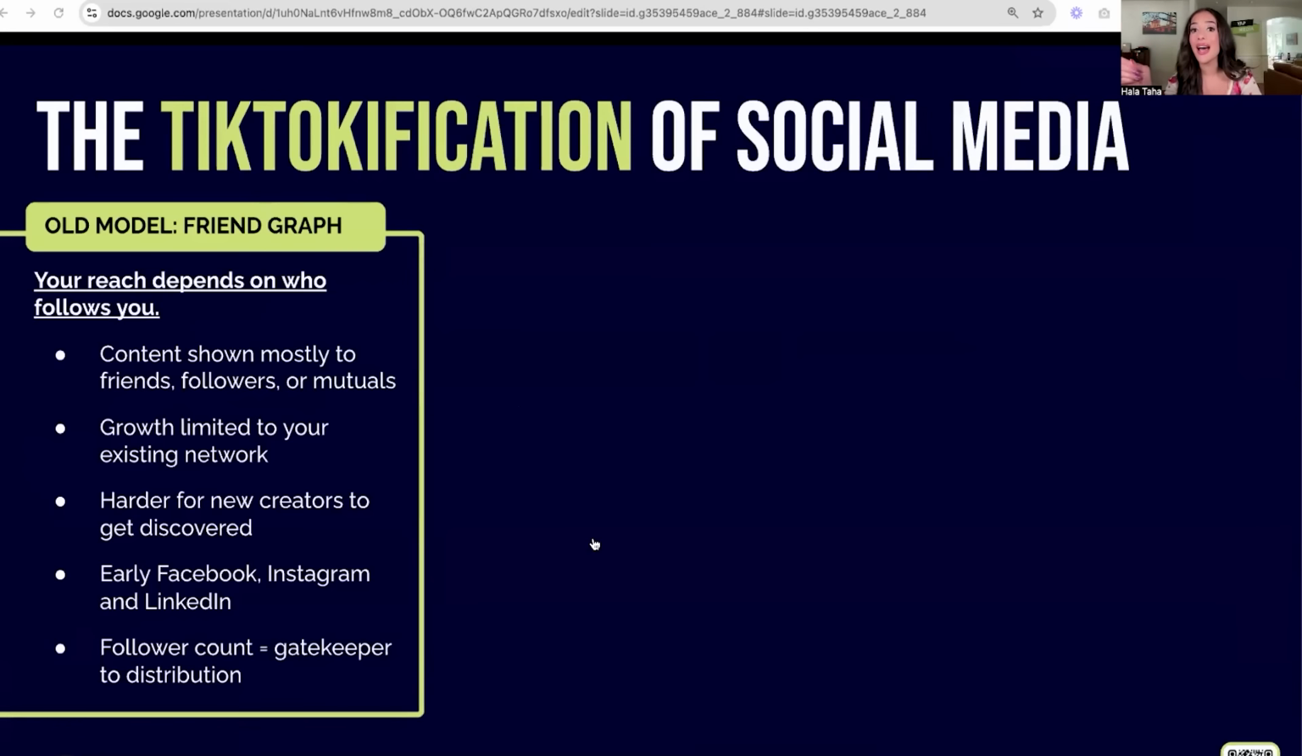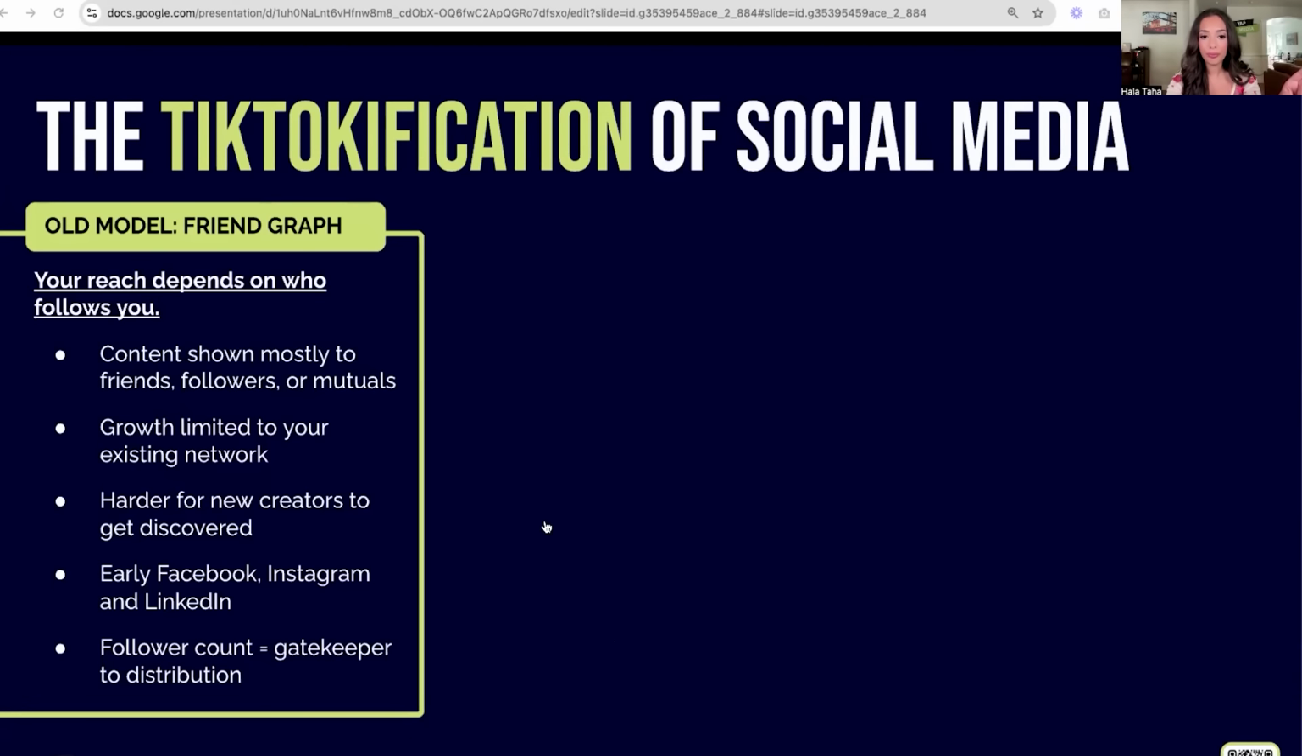So in the past, it was the friend graph model. It mattered who you were connected with. Your feed was chronological. It was harder for people to get discovered. It was based on how many followers you had. The more followers, the more reach. None of that is the case anymore. Now you can go viral with 0 followers, okay? In the past, your reach depended on who followed you, and that was the name of the game, having more followers. Now that doesn't really matter.